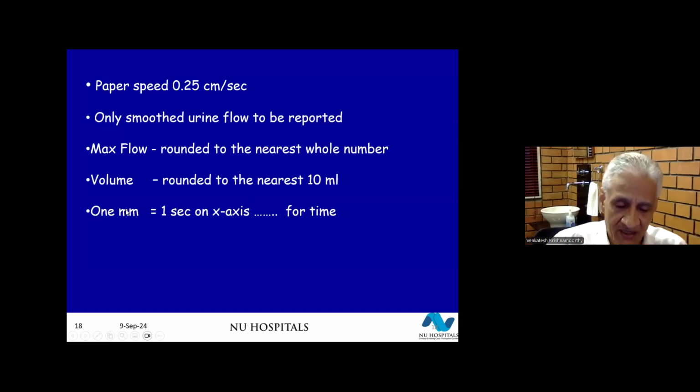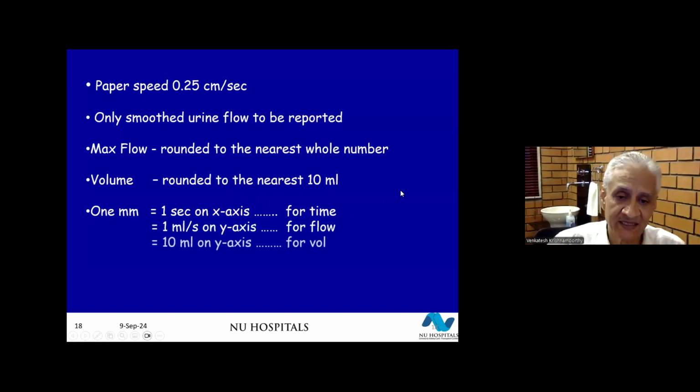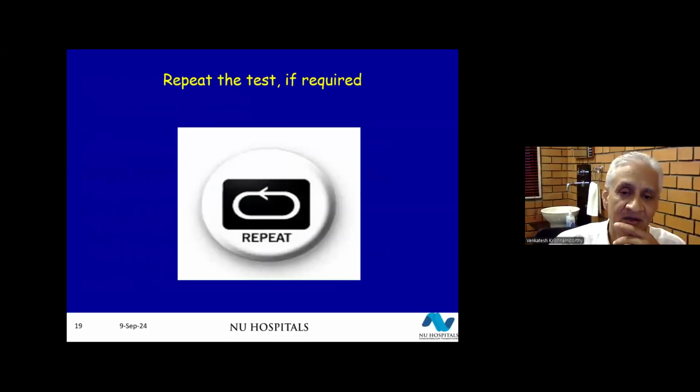And on a graph, when you see the chart paper, 1 mm on the x-axis is 1 second, 1 mm on the y-axis is 1 ml per second, and 10 ml on the y-axis for volumes. Just remember this. These are standards. So you may find that in some machines, if the paper is going at a rapid rate, you'll find the graph stretched out. And if it is slower, then you find that it is compressed and you think that the flow is very good.